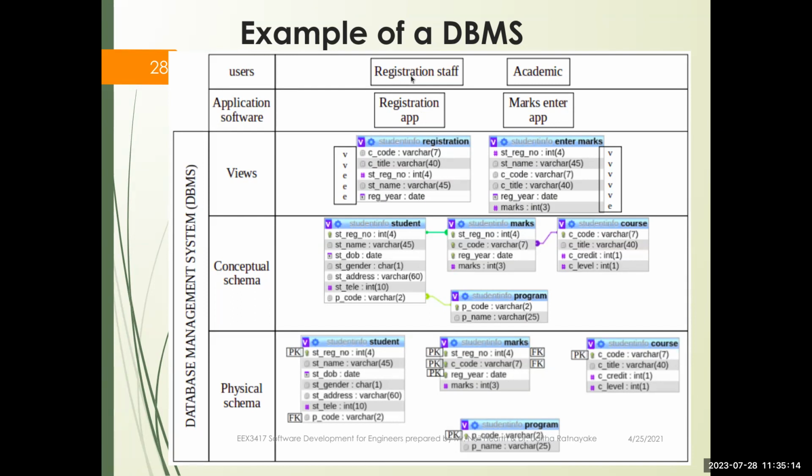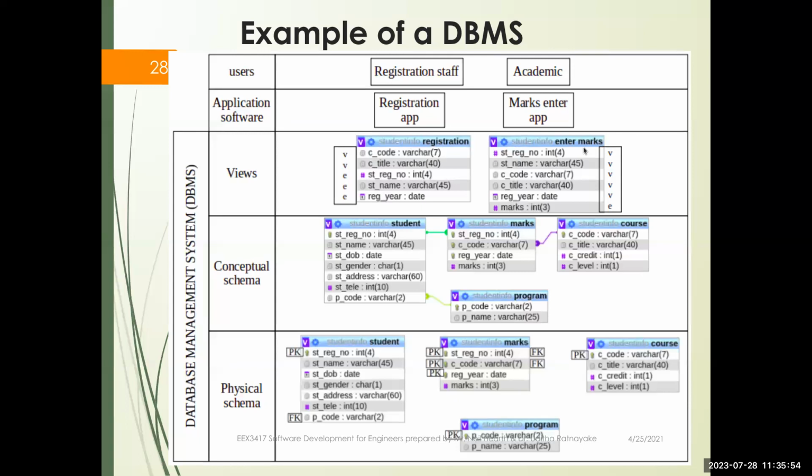Now there are 2 departments: registration staff and the academic staff. Academic staff want to enter marks. The registration staff need to register students. There is a registration app for the registration staff. The Mark Center app is available for the academic staff. So passwords and views and all those things are created separately for these apps. These are views.